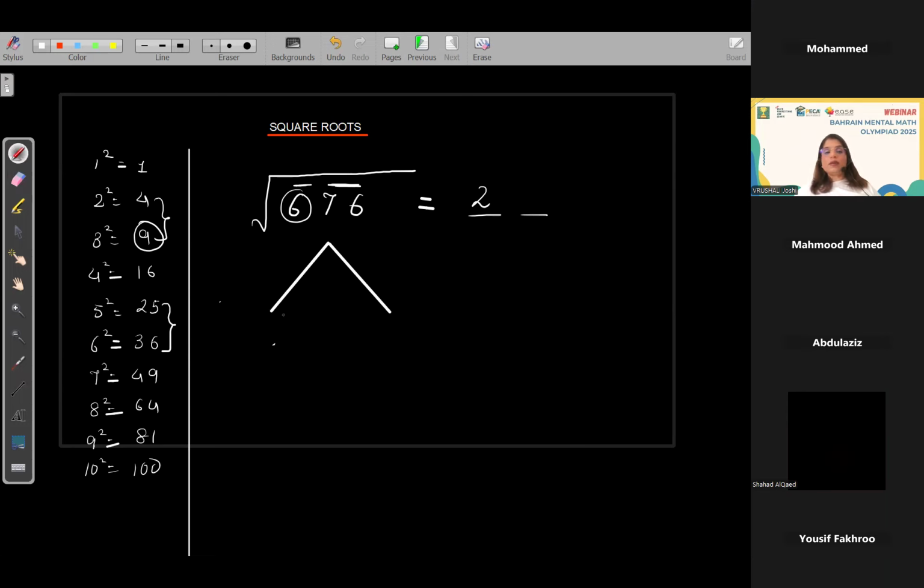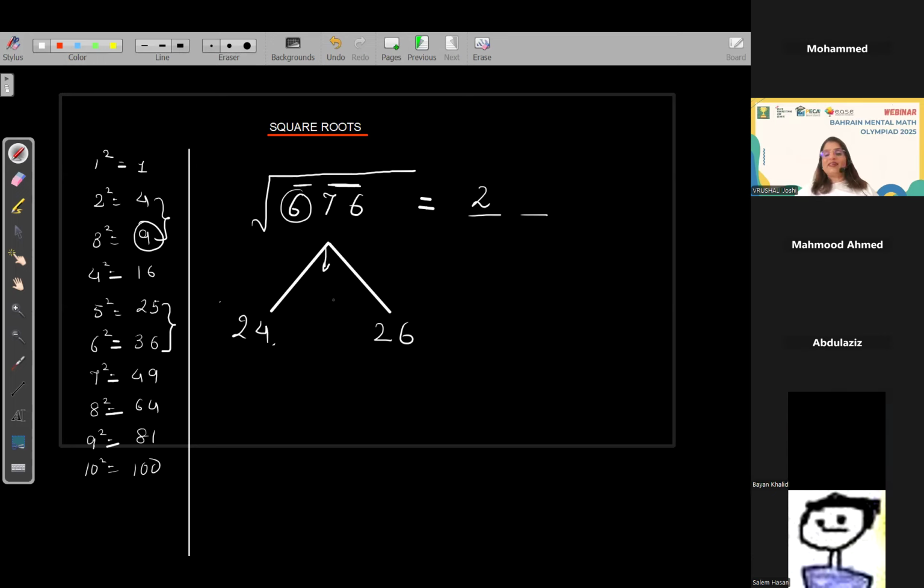The square of which number ends with 6? That can be either 24 or 26. Am I right? Yes. What is the center? 26. Bayan, very good.